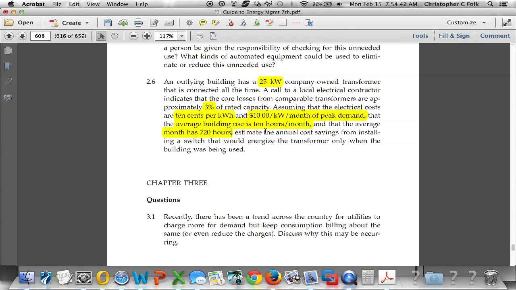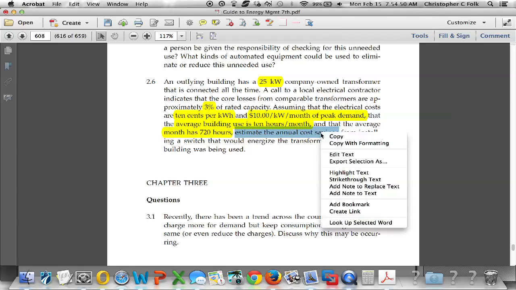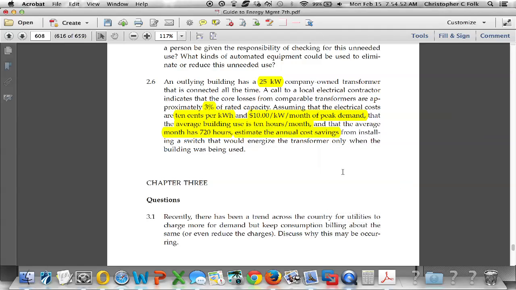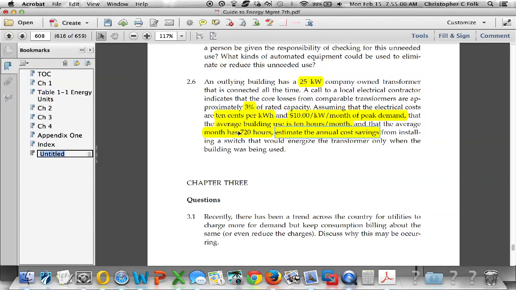And we want to know, this is the actual question, estimate the annual cost savings. I'm going to highlight that and make it bold. Right there. Because that is what we're supposed to do. So that's the stuff we're supposed to do here. We need to estimate the annual savings by putting a switch in so that the transformer only turns on when the building is used. All right, so let's go back to the spreadsheet.